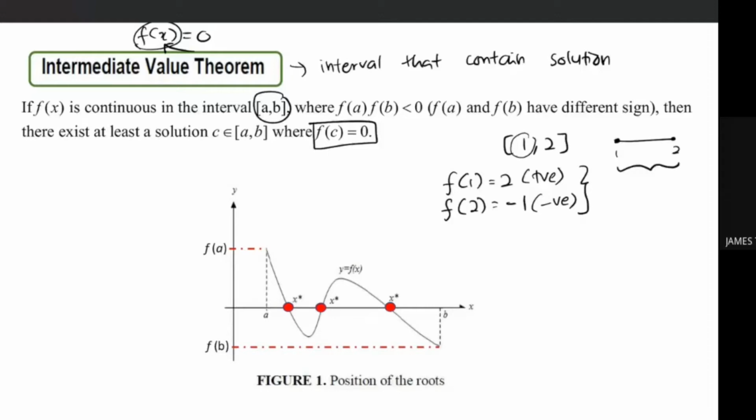So here there is a solution in this interval. If let's say we have the interval 2 until 3, f(2) equal to 2, f(3) equal to 4. f(2) and f(3) have the same sign, which is positive. So in this interval, there is no solution. This theorem is very important to determine the interval that contains the solution.